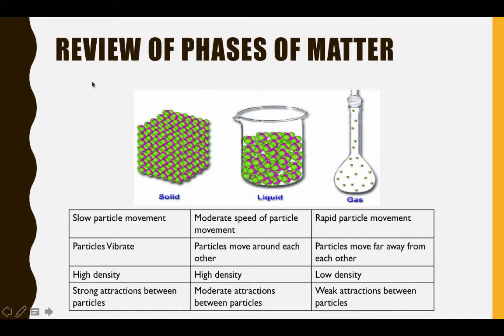Recall that solids are high-density substances where the particles are very strongly attracted to one another. The particles move quite slowly and generally only vibrate. As we move to a liquid, the particles are able to move more, therefore they can move around each other a bit. However, they're still attracted to each other quite well. Gases, on the other hand, are characterized by very rapid particle movement. The particles are so far away from each other that they have very weak attractions between particles.